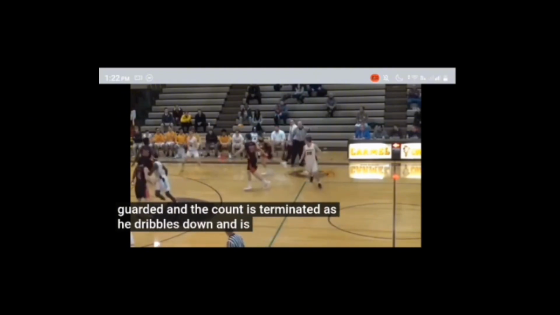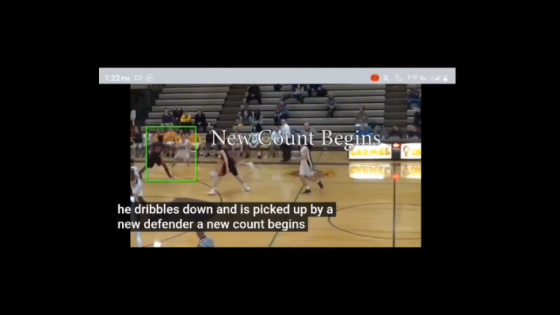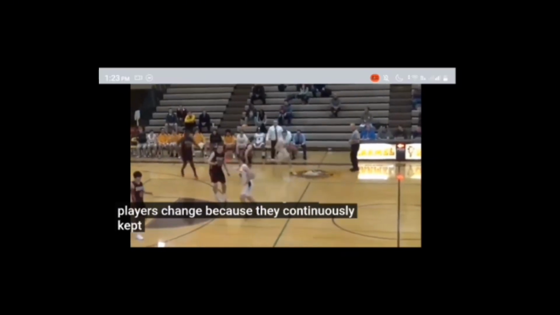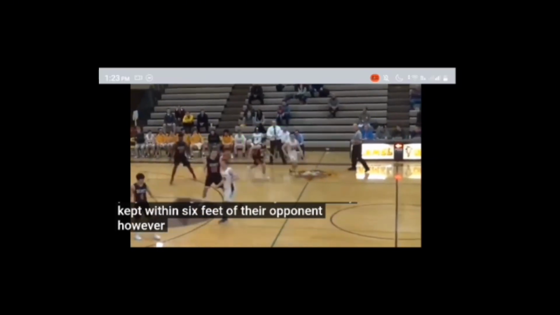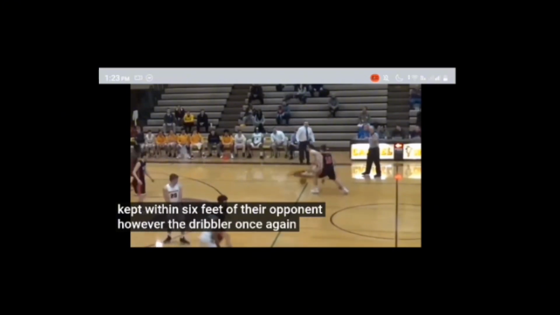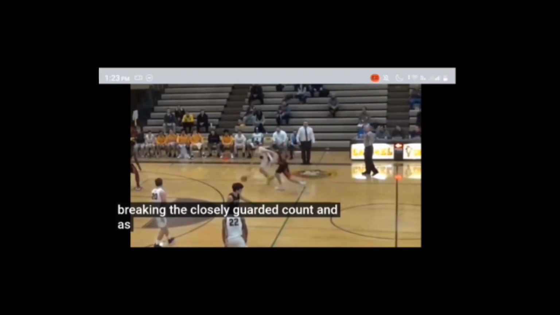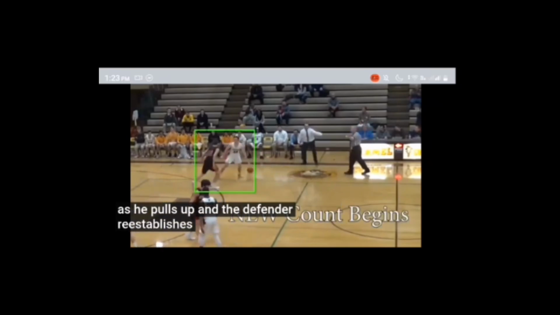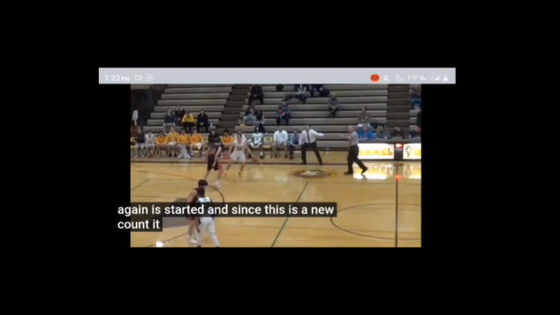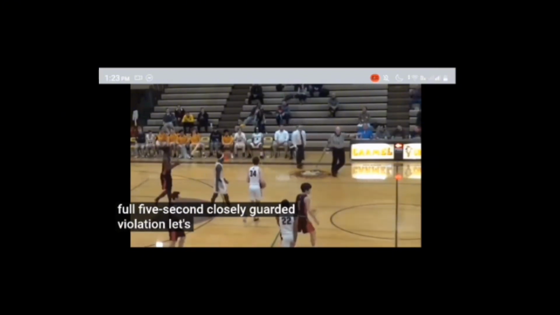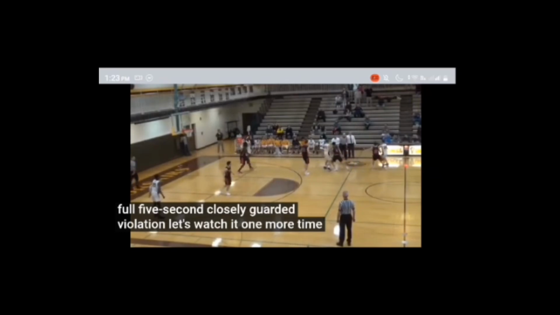As he dribbles down and is picked up by a new defender, a new count begins, and that count will continue even though the players changed because they continuously kept within 6 feet of their opponent. However, the dribbler once again gets his head and shoulders past the defender, breaking the closely guarded count. And as he pulls up and the defender reestablishes his position, a new count again is started. And since this is a new count, it would not be possible for a full 5-second closely guarded violation. Let's watch it one more time.